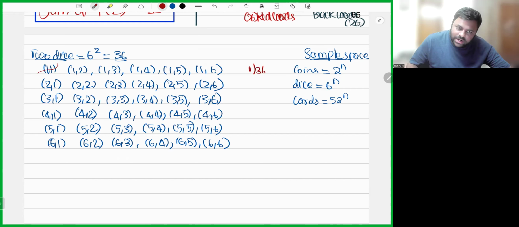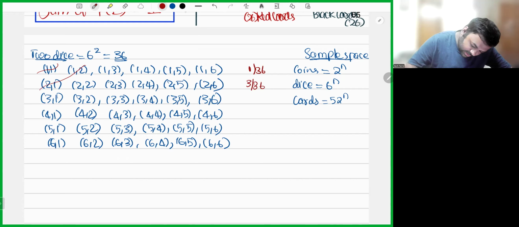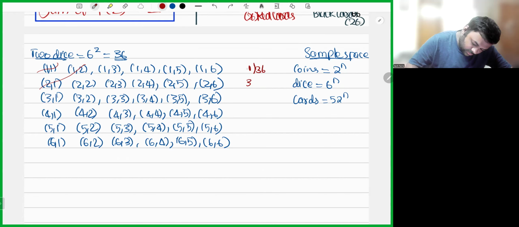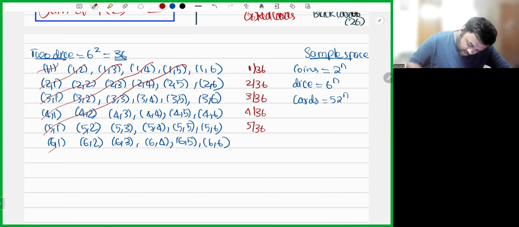In how many cases you will get sum as 3? In 2 cases. 3 by 36. Sorry, 2 by 36. In how many cases you will get sum as 4? 3 by 36. Sum as 5? 4 by 36. Sum as 6? 1, 2, 3, 4, 5. 5 by 36. Sum as 7? 1, 2, 3, 4, 5, 6. 6 by 36. Sum as 8?